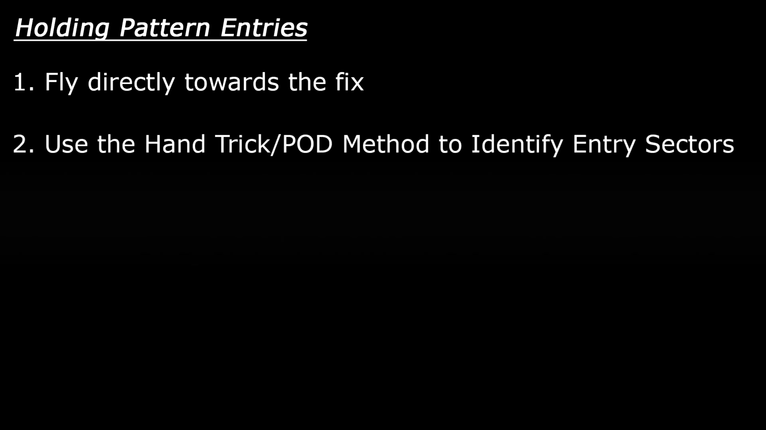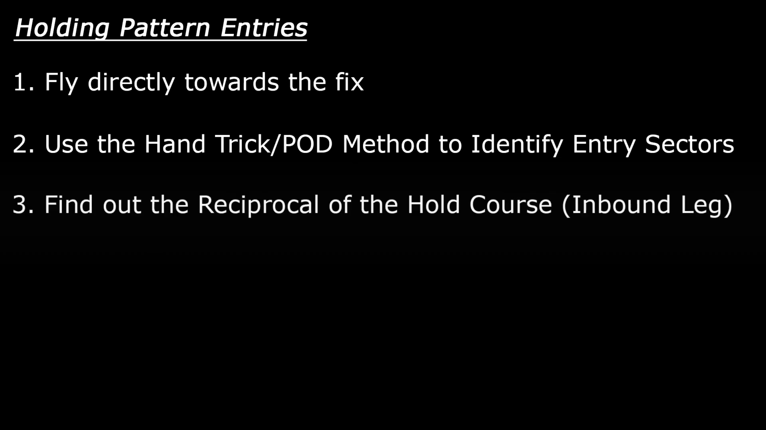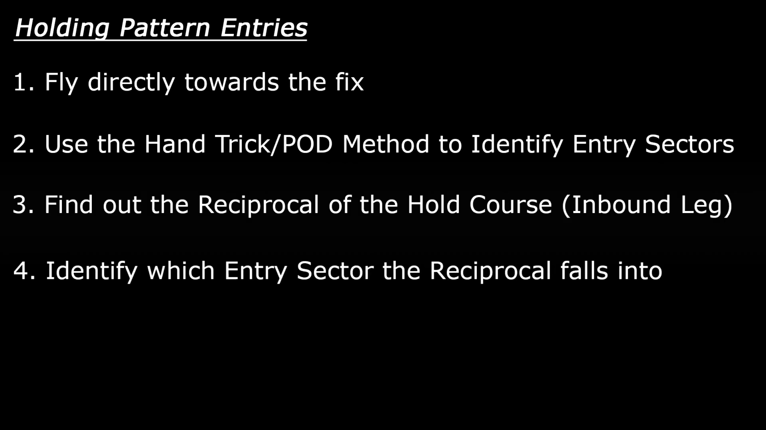So just to recap that quickly, step by step. First, it's best to locate and fly directly to the fix. Once you're heading in the right direction, use the hand trick and the POD method to figure out where your entry sectors are. Next up, check your charts and find the reciprocal of the hold course. Then look at your heading indicator again, find the reciprocal heading and identify which entry sector it's in, so you know which entry technique to fly.